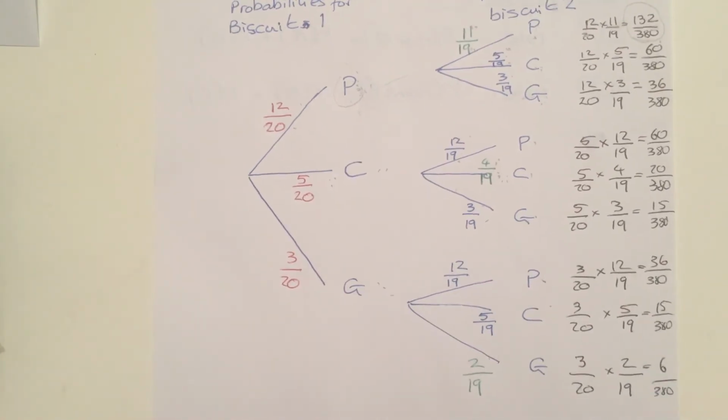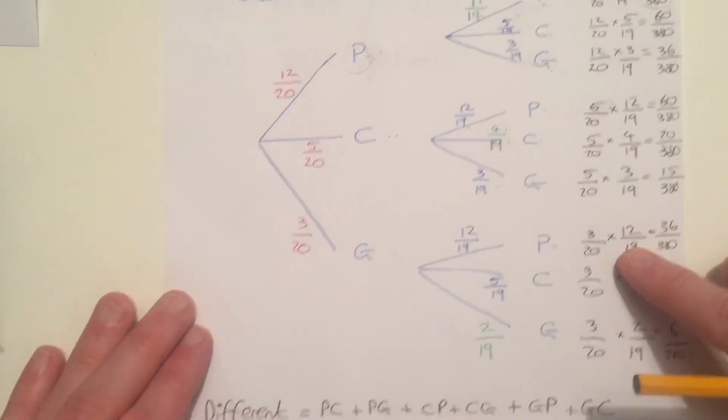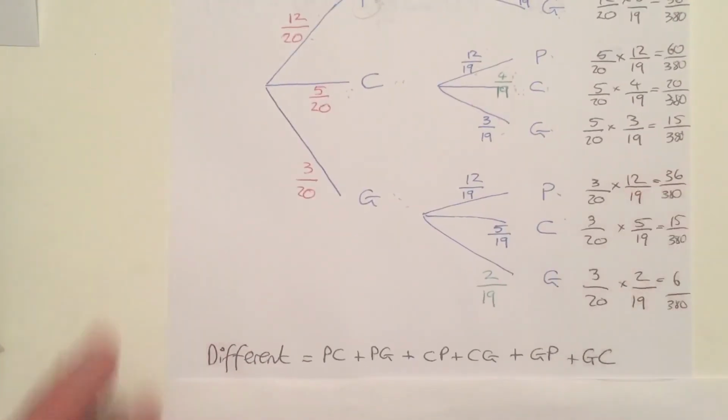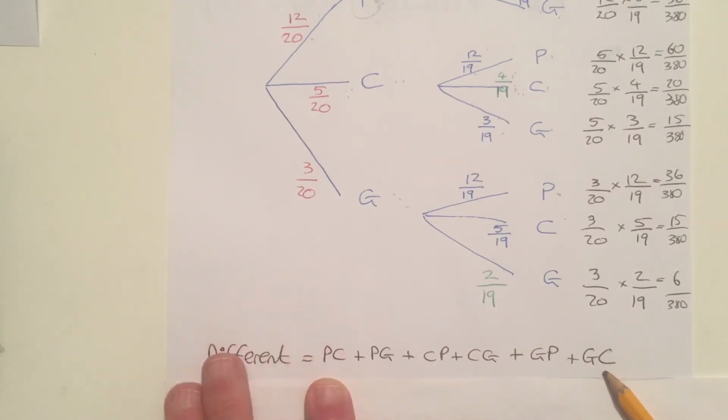Now, to answer the question, I was told to work out the probability that the biscuits were different. So that could be working out the probability of it being a plain and chocolate, they're different. Plain and ginger, they're different. Chocolate and plain, chocolate and ginger, ginger and plain, ginger and chocolate.